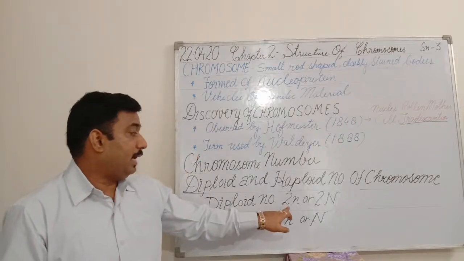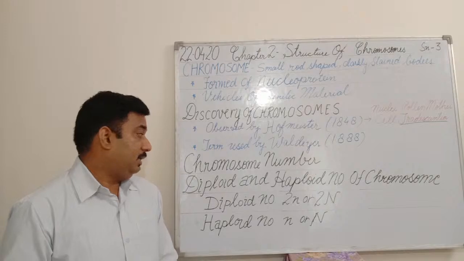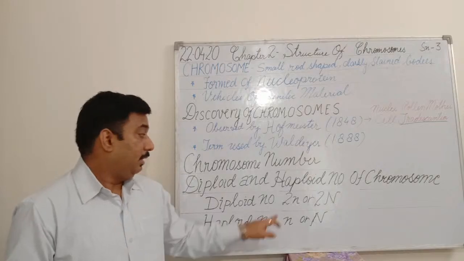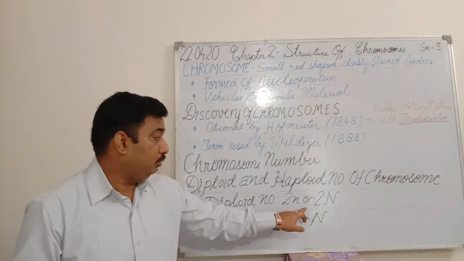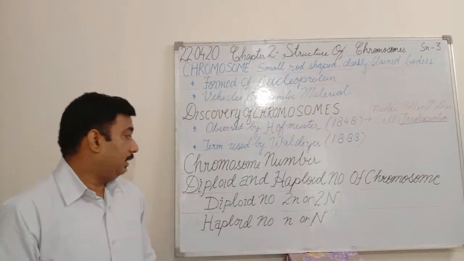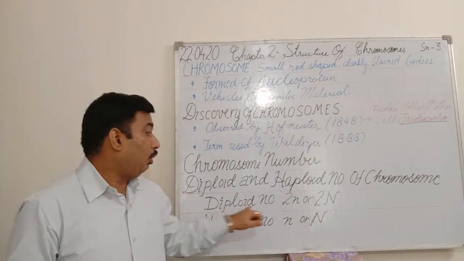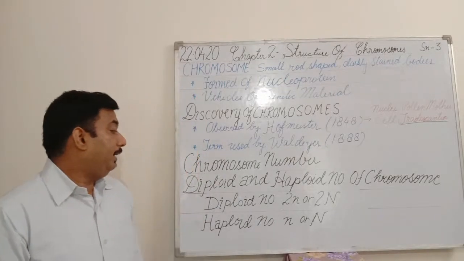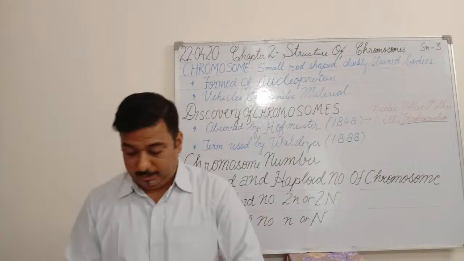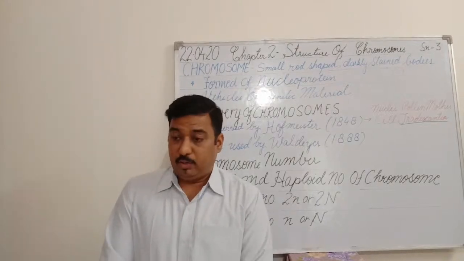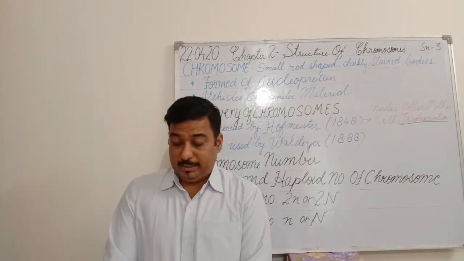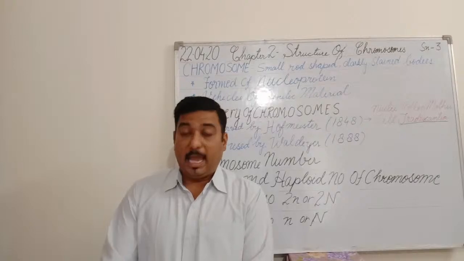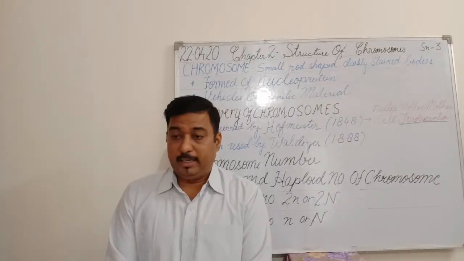These are the two ways it can be represented: 2 small n or 2 capital N. These are the two ways in which the diploid number can be represented. Next is the haploid number. So what is the haploid number? Usually, in the germ cells or gametes of diploid organisms.